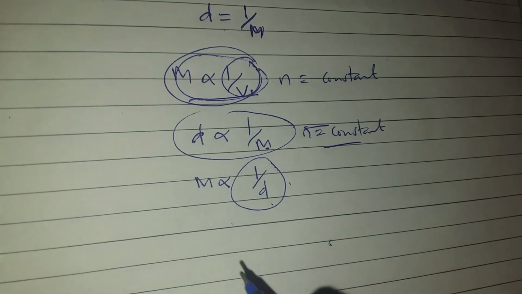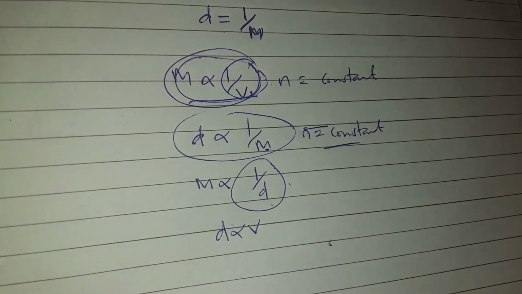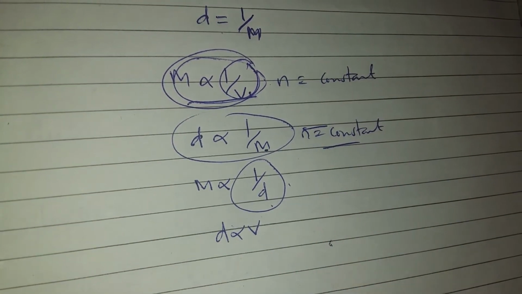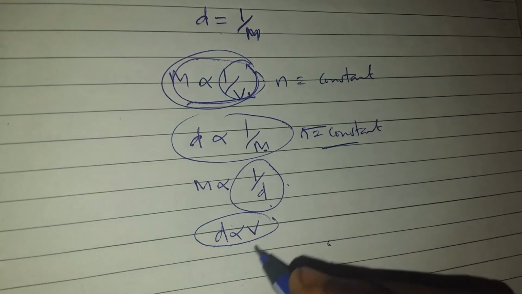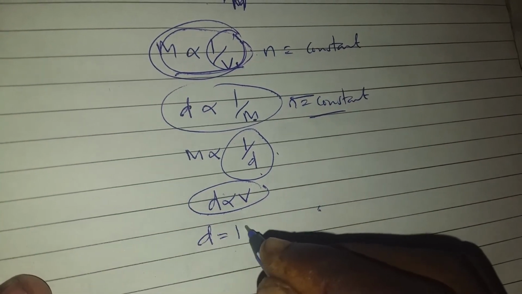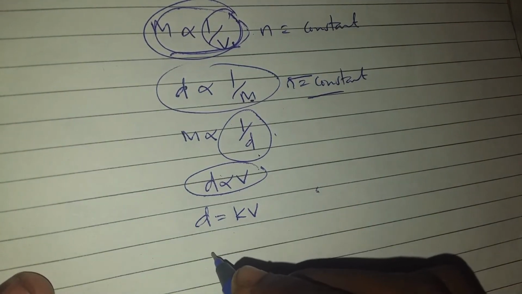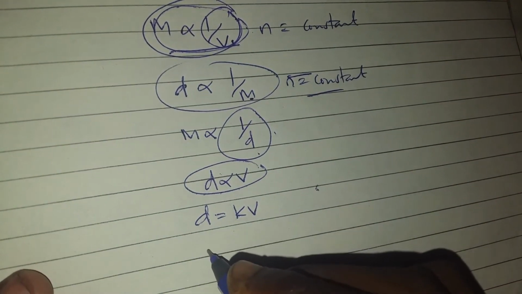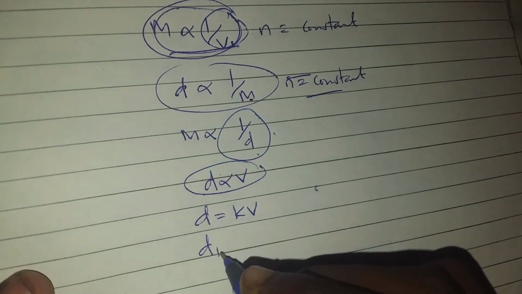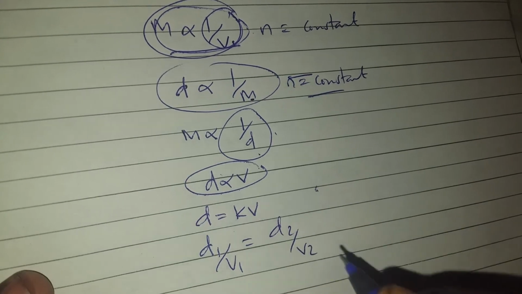Because the relationship between molarity and volume is inversely proportional, and also between molarity and dilution is inversely proportional, we are concluding that dilution is directly proportional to volume. That is to say, if we put a certain constant, D is equal to KV, that is to say, dilution 1 divided by V1 is equal to dilution 2 divided by V2.